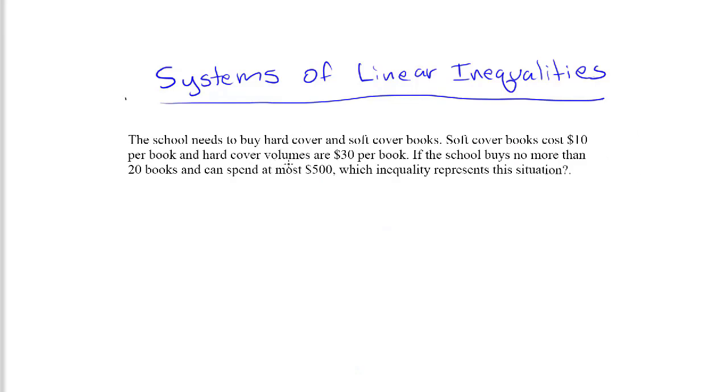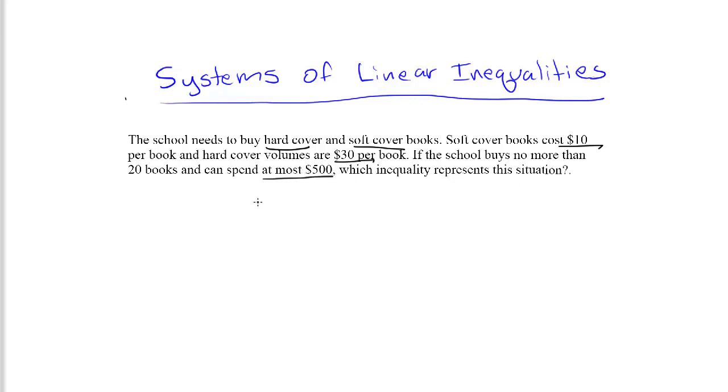Systems of linear inequalities can also present as word problems. So, for example, the school needs to buy hardcover books and softcover books. Softcover books cost $10 per book, and hardcover volumes cost $30 per book. If the school buys no more than 20 books and can spend at most $500, which inequality represents the situation? So how do we find and set up the right inequality that reflects this word problem?